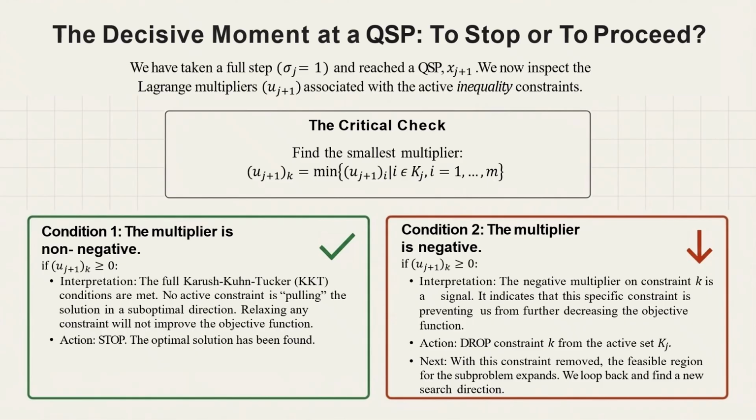A negative multiplier on constraint k indicates that this specific constraint is preventing the objective function from decreasing further. Our action. We remove this constraint from the active set, kj, a step known as a drop. Result. By removing this barrier, the search space expands. We now return to the beginning of the cycle to find a new search direction within this broader feasible region. In essence, Lagrange multipliers tell us which boundaries are beneficial and which ones are obstructing our progress.